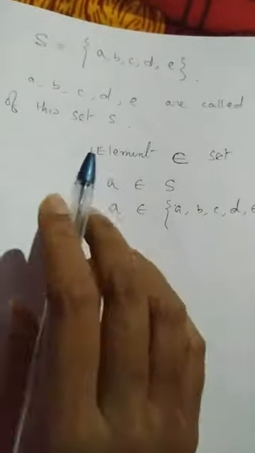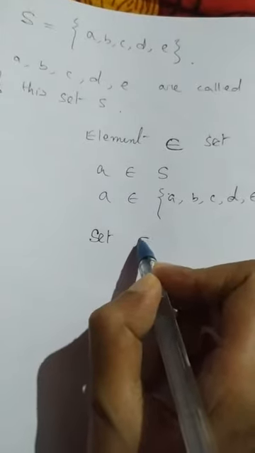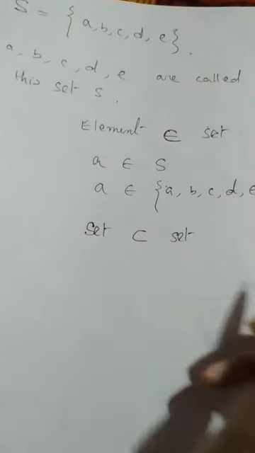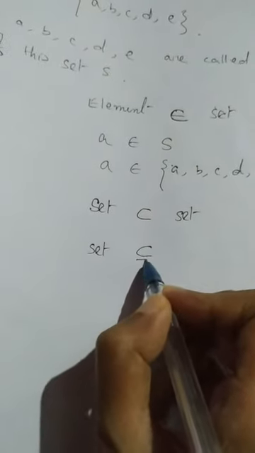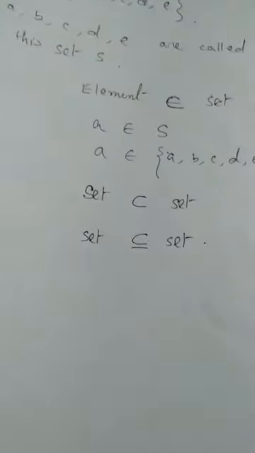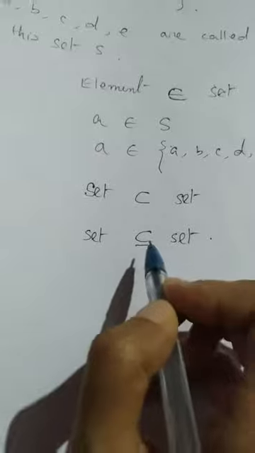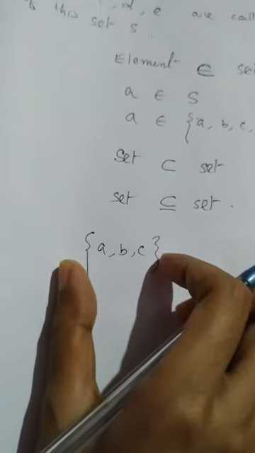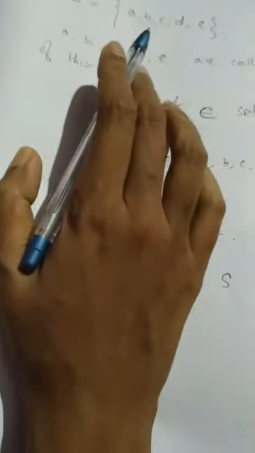Now you see, if I write a set, we will have to use this symbol. It is called proper subset. And if I write a set, it is just a subset. The difference between these two symbols is that this is proper subset and this is only subset. Now for example, A, B, C, this is a set. And this I will write as S. S is nothing but A, B, C, D, E.